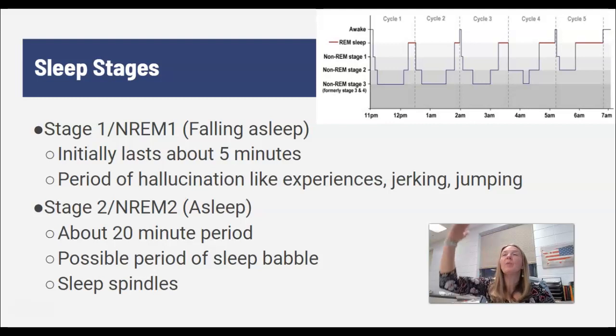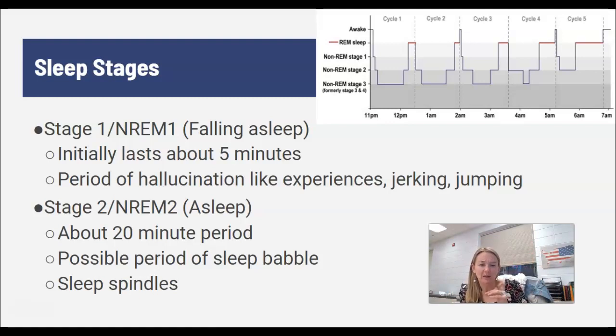All right, so we're awake. We have our 5-ish minutes of falling asleep in non-REM stage 1. And you might hallucinate a little bit, you might jerk, you might jump, you might not recall any of that. That's perfectly normal too. So then we enter stage 2, non-REM 2. That is the stage of being asleep. Typically, this period is going to last about 20 minutes.